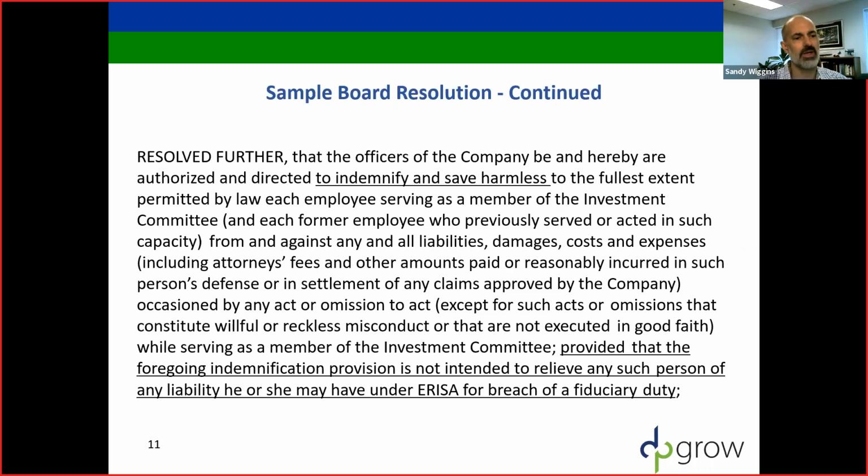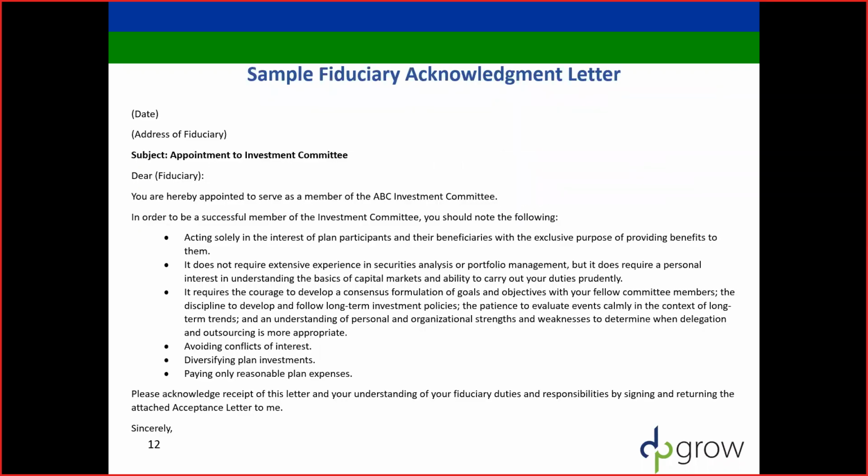And so the indemnification is a great way to help those individuals willing to participate on the committee and protect them from excessive liability. That doesn't mean that it eliminates their responsibility under ERISA, but it does limit it and provide some protection as far as damages and costs and expenses of attorneys that can be carried by the plan sponsor.